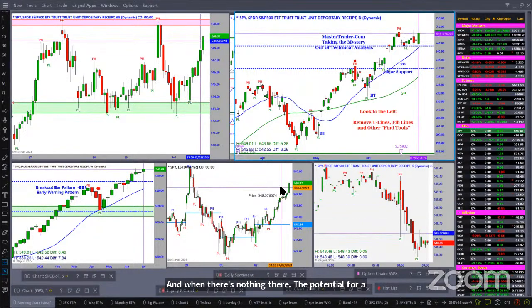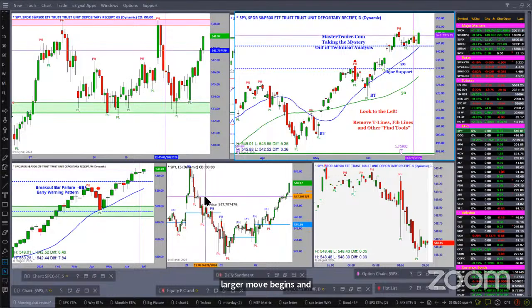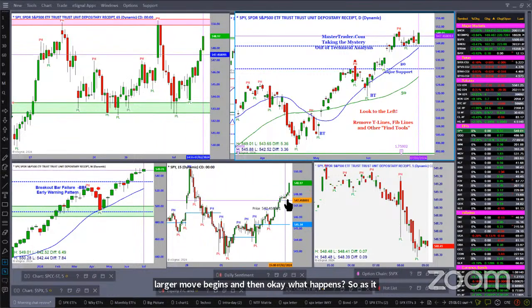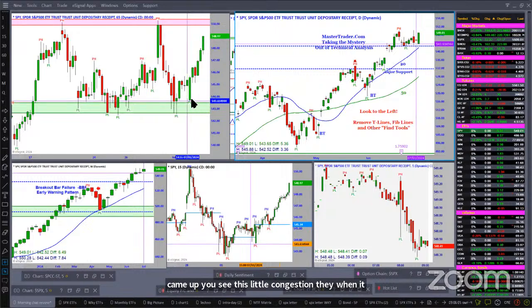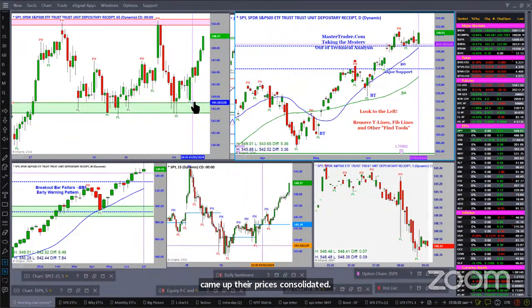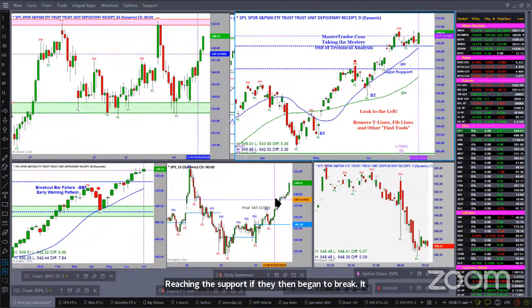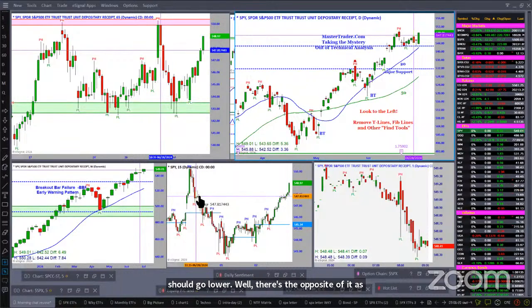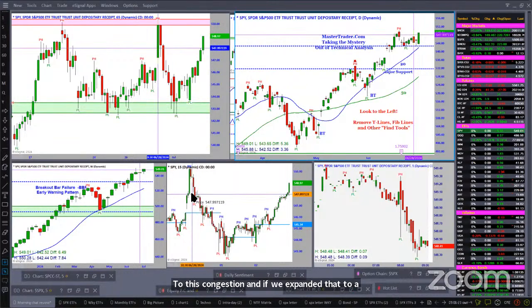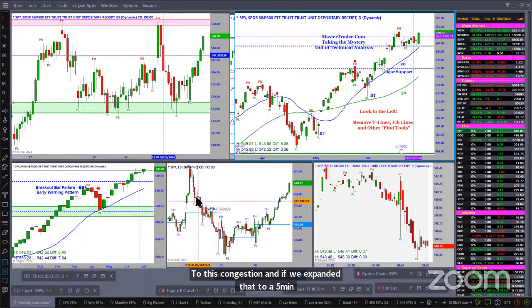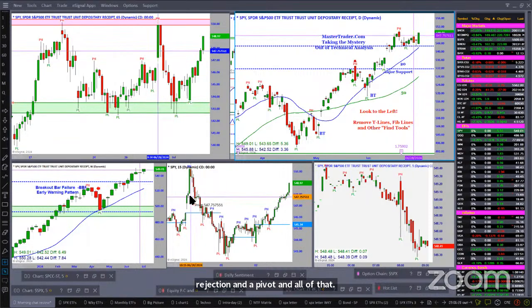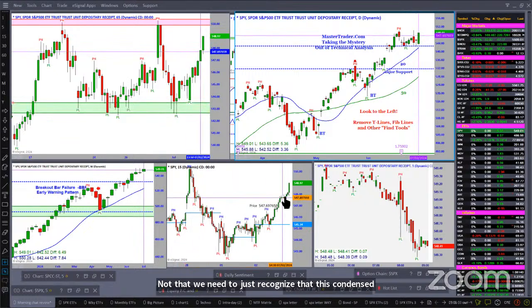And then, okay, what happens? As it came up, you see this little congestion there. When it came up there, prices consolidated. The same way as, okay, if they would have consolidated here, they couldn't lift up after reaching the support. If they then began to break, it should go lower. Well, there's the opposite of it. As this moves up to this congestion, and if we expanded that to a 5-minute chart or a 2-minute chart, you'd see a base there and a rejection and a pivot and all of that. Not that we need to, just recognize that this condensed data is some resistance, and it went sideways.